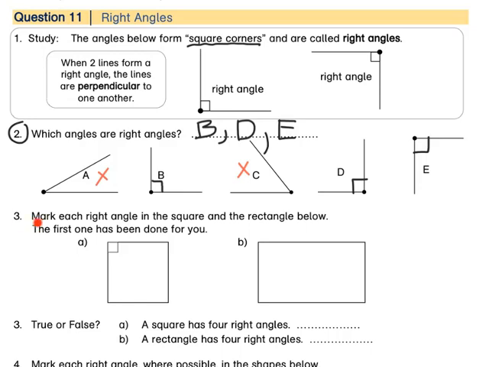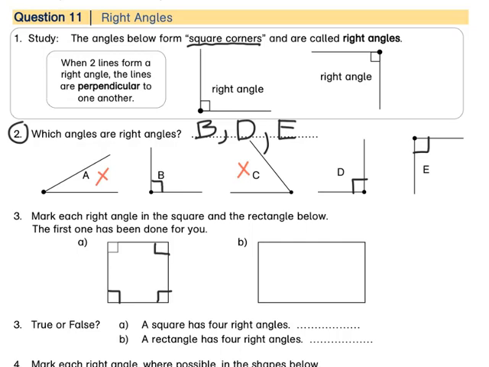Number 3. Mark each right angle in the square and rectangle below. The first one has been done for you. If we look at our square, do you see that this side and that side forms a right angle? There's another right angle, another right angle, and another right angle. So a square has got 4 right angles.